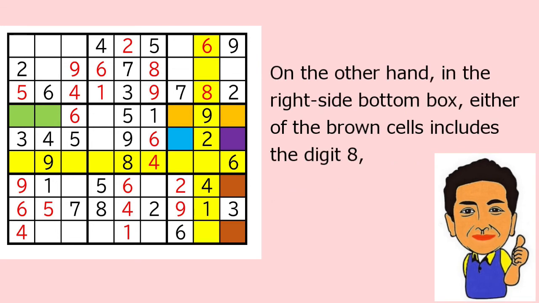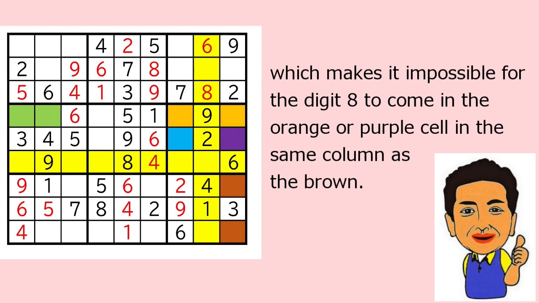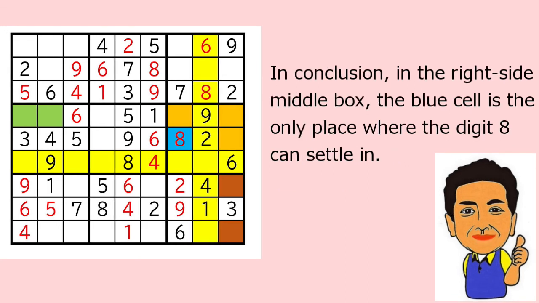On the other hand, in the right side bottom box, either of the brown cells includes the digit 8, which makes it impossible for the digit 8 to come in the orange or purple cell in the same column as the brown. In conclusion, in the right side middle box, the blue cell is the only place where the digit 8 can settle in.